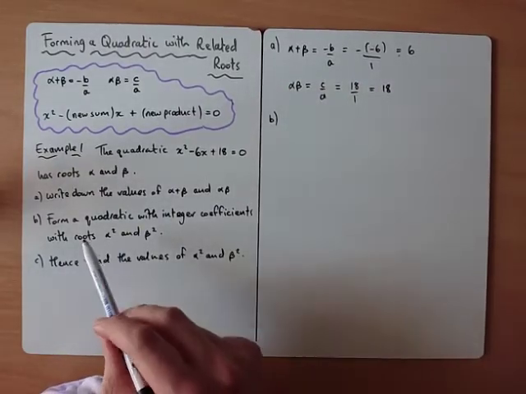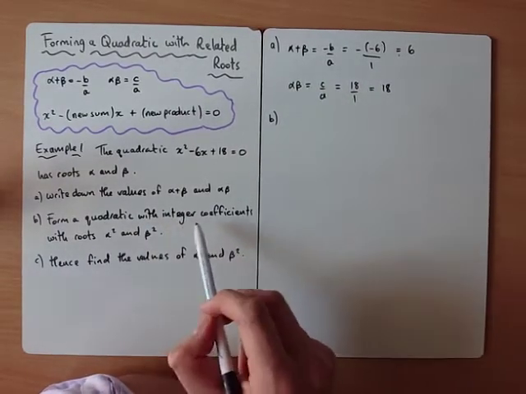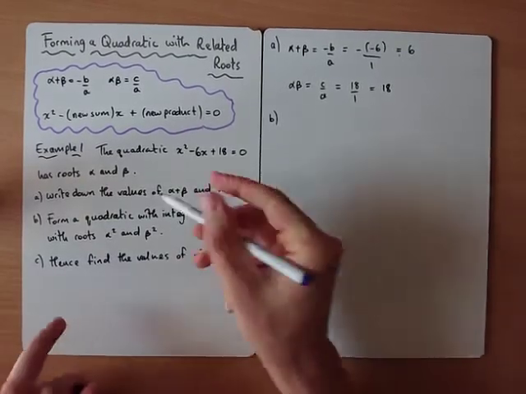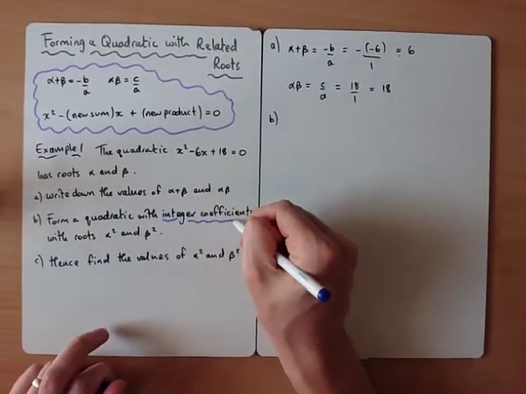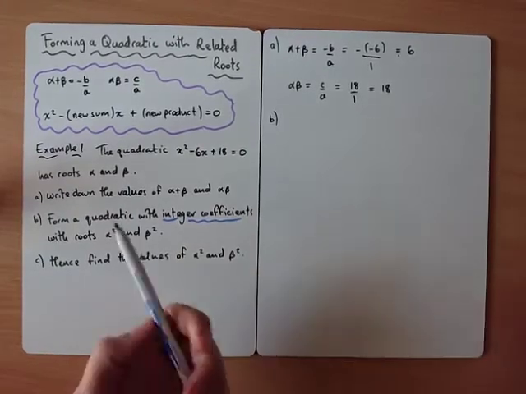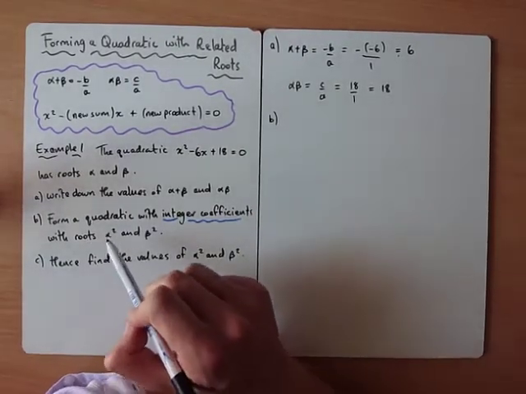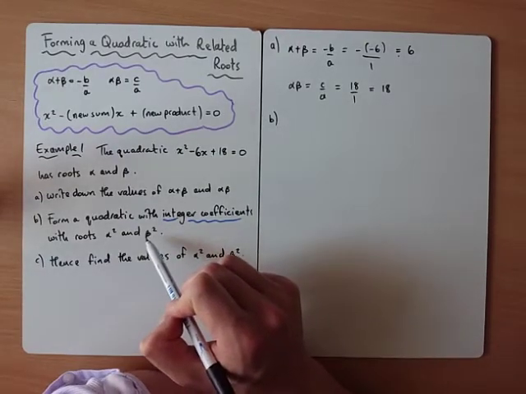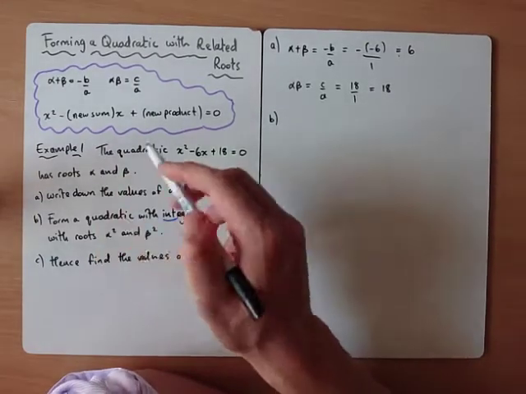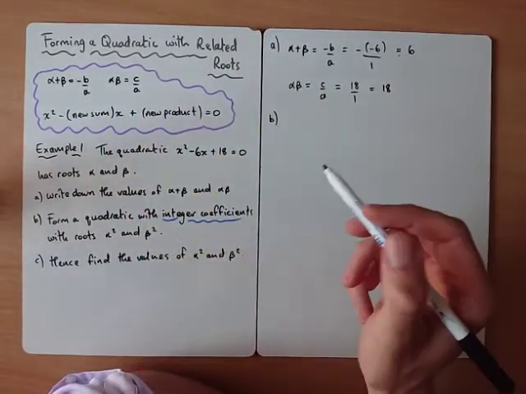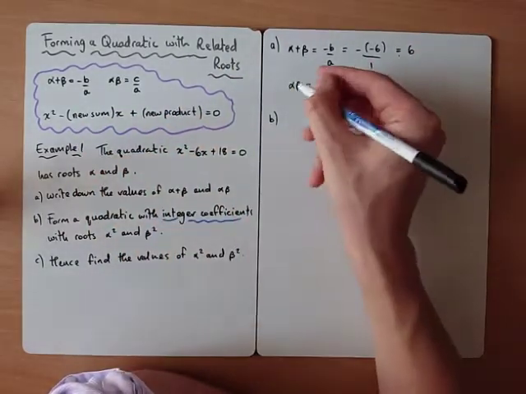Okay, so the next part of the question says form a quadratic with integer coefficients, so be careful. Easy mark to lose here, like we need to get whole numbers, integer, don't forget it's just a whole number coefficient, and the roots of the quadratic are alpha squared and beta squared. Now the way that you want to approach this is, whatever the related roots are in the question, we need to figure out, well, what's our new sum and our new product.